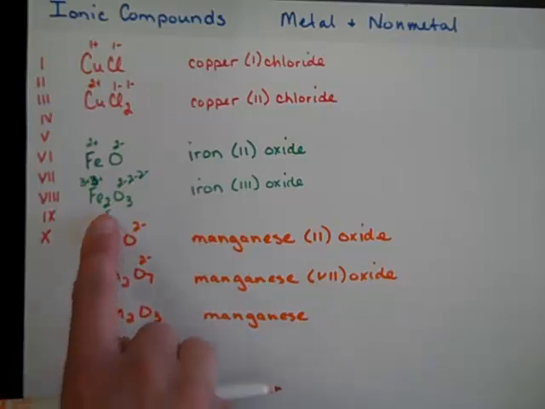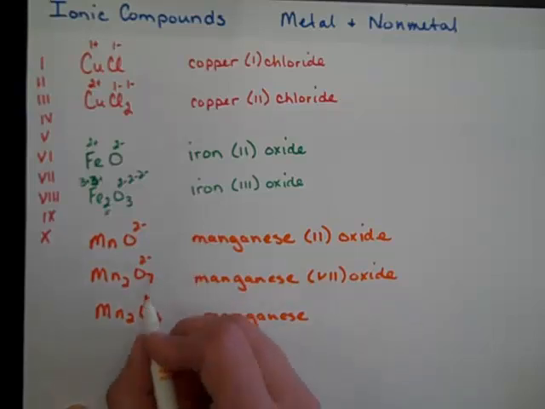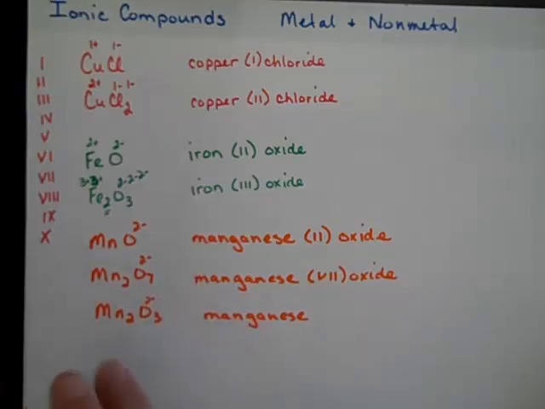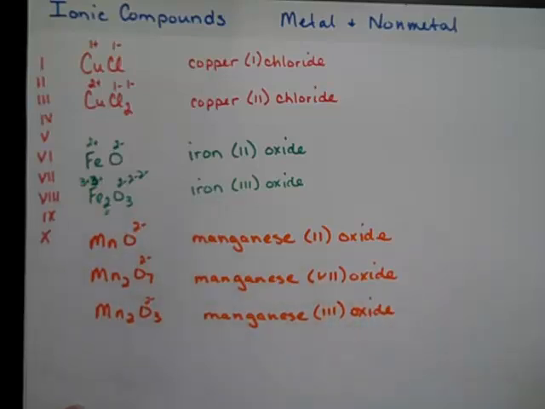All right, now this one is really similar to our iron 3 oxide up here. We have 2 manganese, we have 3 oxygens. Oxygen is still -2, that does not change. So if we have 6 total negatives, because we have 3 oxygens, each one has 2 negative charges, so we have 6 total negatives. In order to balance that out with 6 positives, we have 2 manganeses, so we must have manganese 3 oxide.